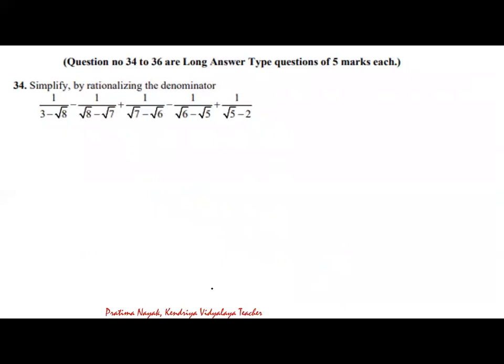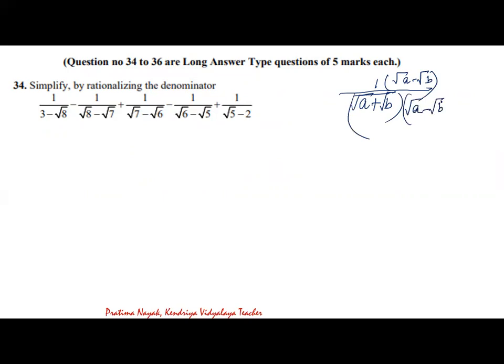Questions 34 to 36 are long answer, 5 marks each. So here what we are doing is rationalizing the denominator, and each I'll do separately. You should know that when we rationalize, if the denominator is root a plus root b, then I'll multiply both the numerator and denominator by root a minus root b. This is the step here.